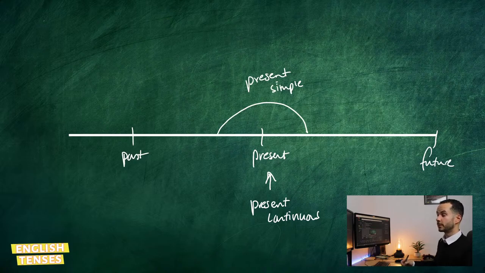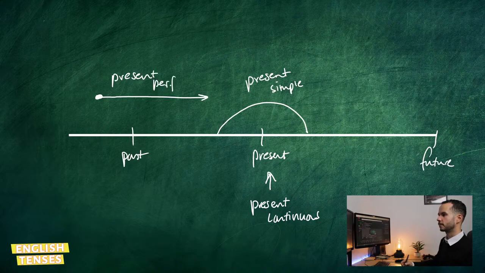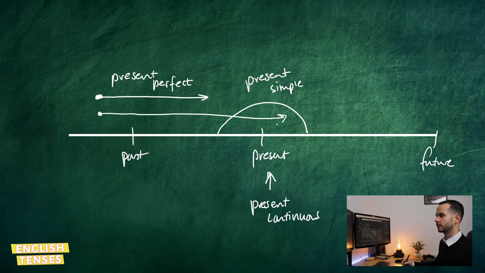Where do we put present perfect? Well, it's something that started in the past and still influences the present. So present perfect. And if we want to put emphasis on the duration, and that will be a little bit longer, like the real link to the present, in this case, it's longer, we use present perfect continuous.